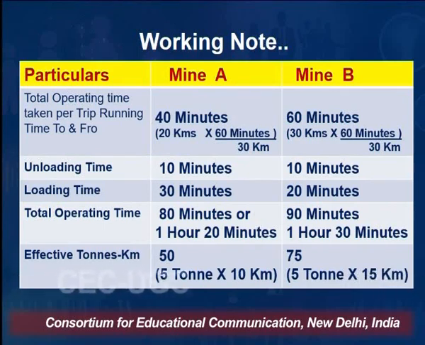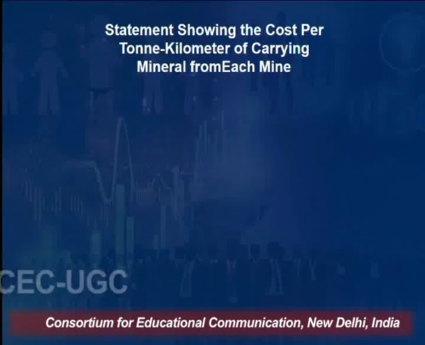We have computed unloading time and loading time. I am telling you about mine A. If you aggregate them, 40 minutes plus 10 minutes plus 30 minutes, it comes to 80 minutes. If you convert that into hours, it is 1 hour 20 minutes, whereas for mine B it is 1 hour 30 minutes. Now the effective ton kilometer you have to calculate. 5 ton is the capacity of the lorry and 10 kilometer you are covering. So 50 is the effective ton kilometer for mine A and 75 is for mine B.